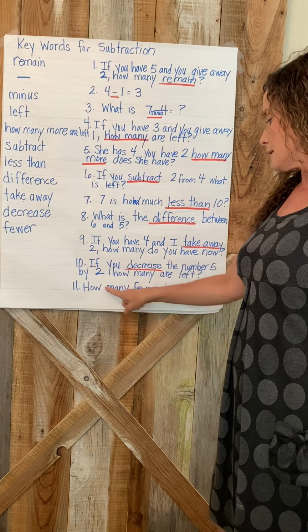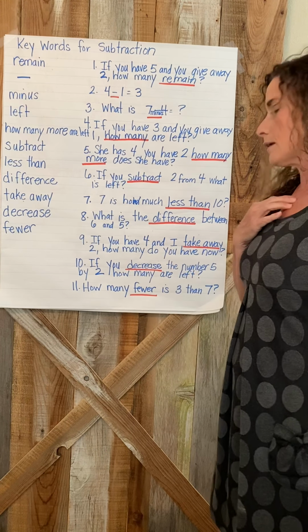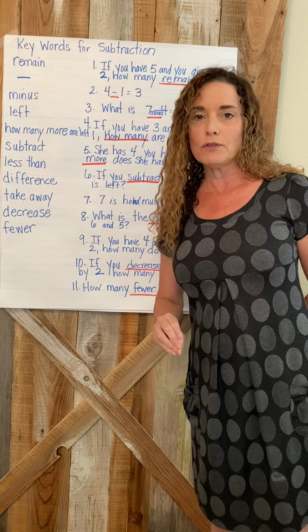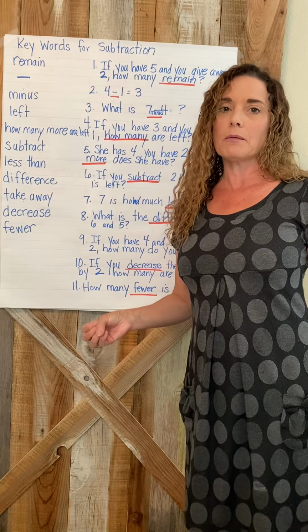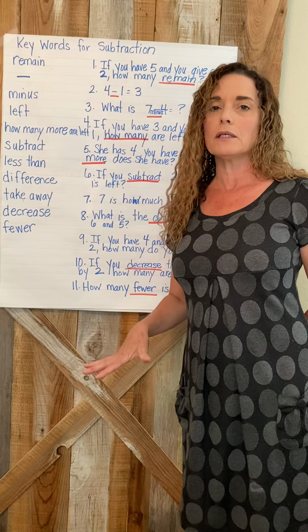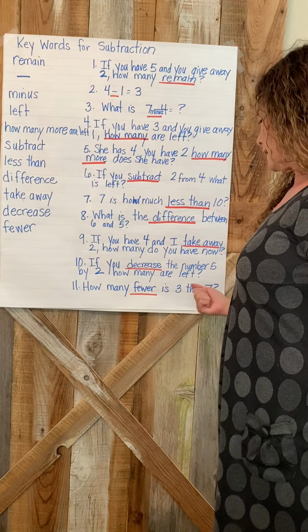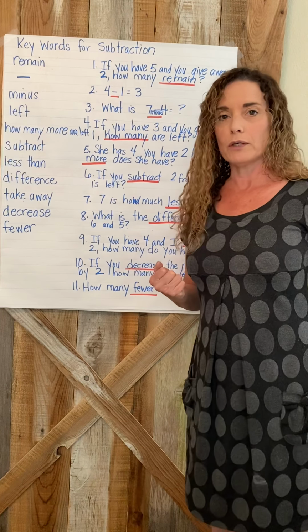And the last one is how many fewer is 3 than 7. That's another one that's kind of difficult. As long as you know it's fewer, and as long as you know that the big number goes first, you're always going to know that it's a takeaway problem. So 7 take away 3 is 4.